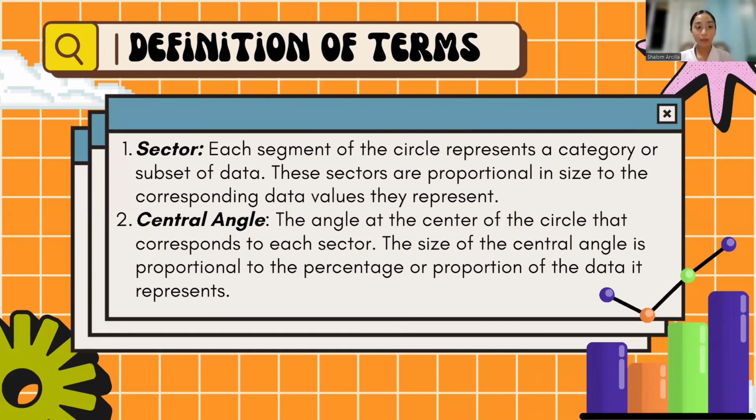Definition of terms. Sector: each segment of the circle represents a category or subset of data. These sectors are proportional in size to the corresponding data values they represent. Central angle: the angle at the center of the circle that corresponds to each sector. The size of the central angle is proportional to the percentage or proportion of the data it represents.